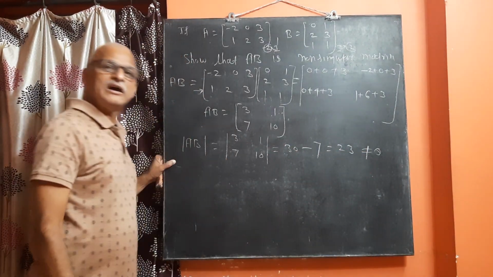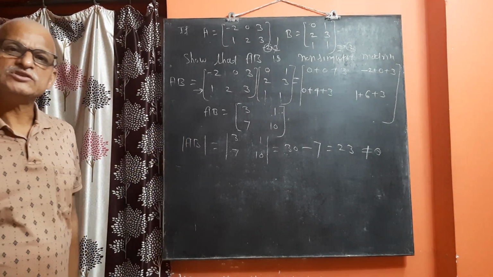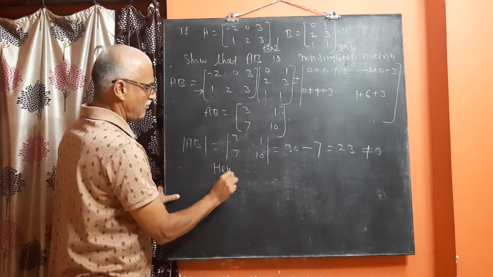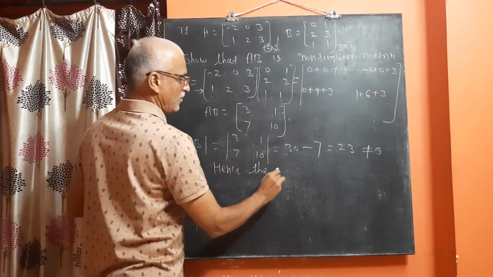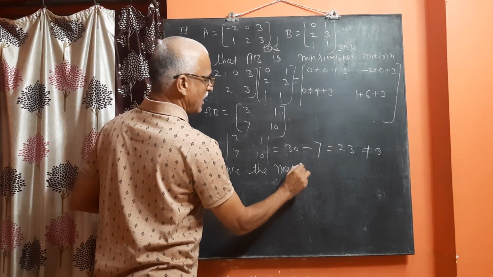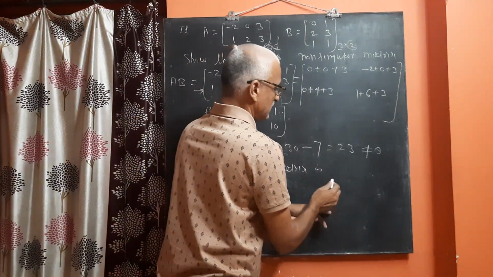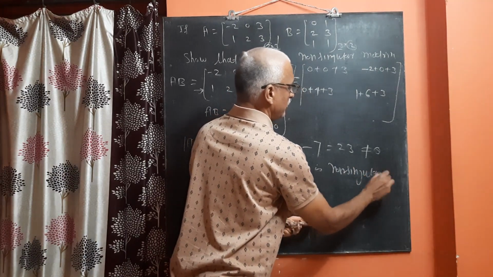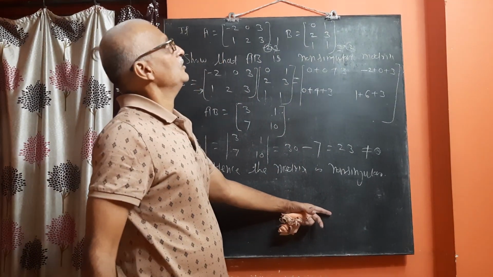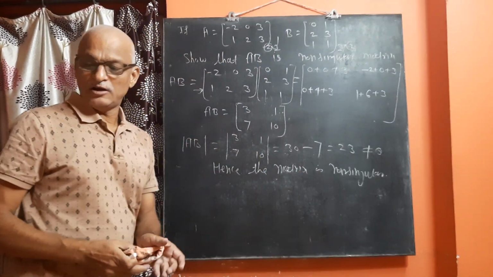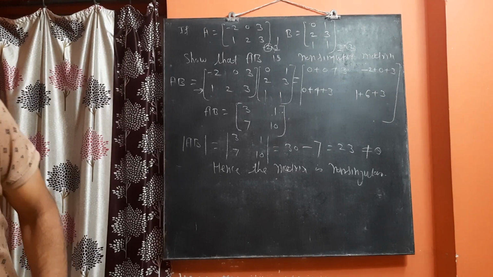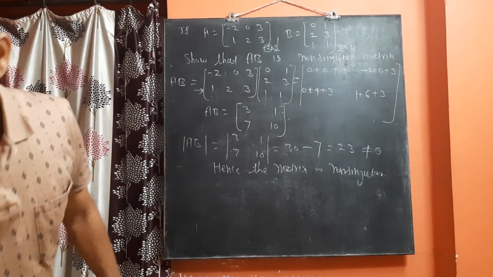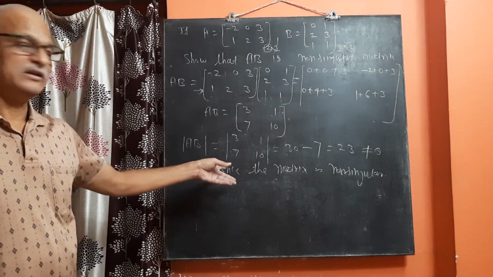If the determinant of AB is not equal to 0, that means the matrix is non-singular. Hence, the matrix is non-singular. So in this way, you can verify whether the matrix is singular or non-singular by finding the product and then finding the determinant of that matrix.